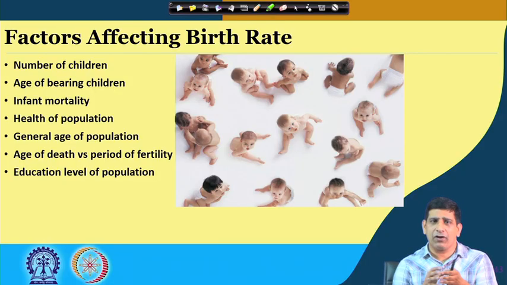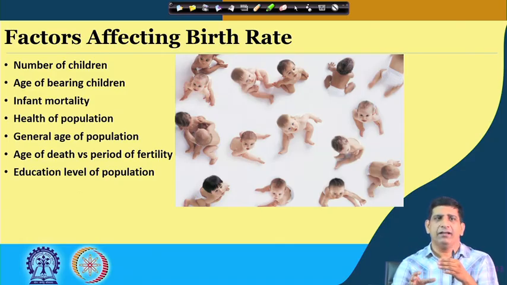Health: if overall health is good for the population, there are better chances of having more kids. General age of the population is also important. Right now India is a younger country, Japan is on an older side, and many of the European countries are on the older side. So that also has an effect. Then age of death versus period of fertility, meaning how long the fertile age lasts so that more babies are born.